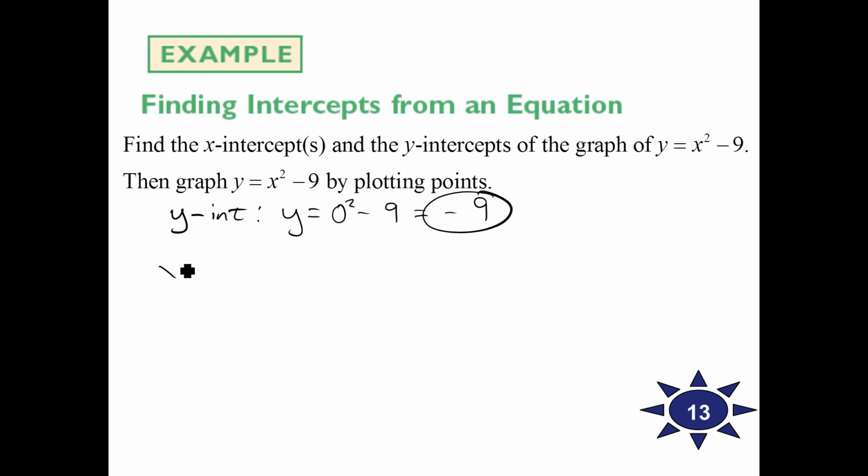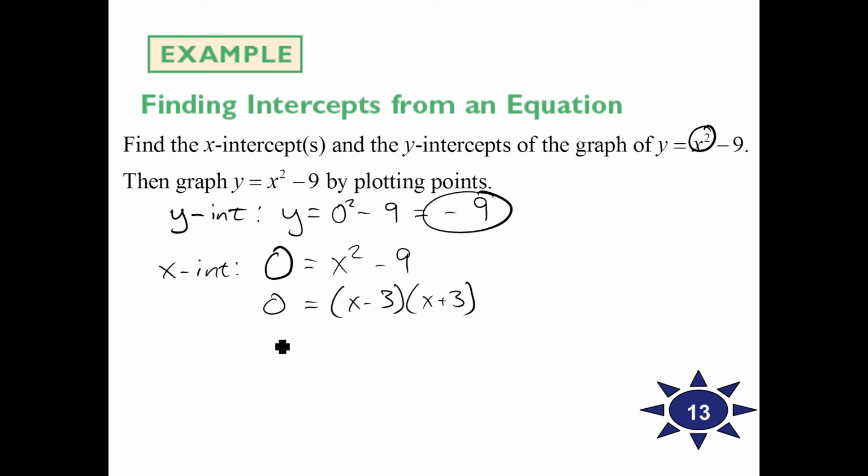Let's go ahead and find the x-intercepts. And on here, I know there's going to be 2 because this is an x squared problem. So x-intercepts, we're going to make y 0. Y is 0, so 0 equals x squared minus 9. Let's solve for x. Let's go ahead and factor here. 0 is x minus 3 and x plus 3. And so x is plus or minus 3. So there's our x-intercepts.